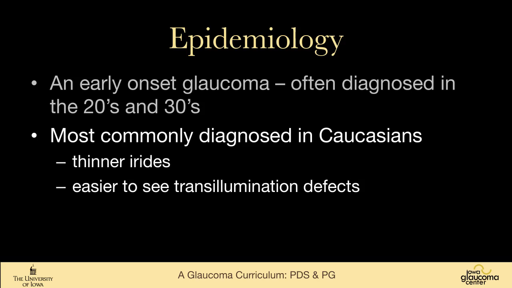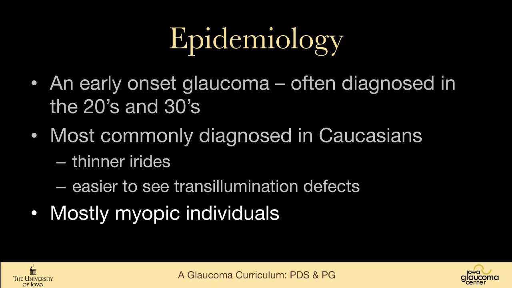Caucasians often have thinner irides, and the diagnosis is easier to make because in thin, light irises it is easier to see transillumination defects. But the disease is more common in Caucasians. It's not just an easier diagnosis. And most of these patients are myopic. It's unusual to see pigment dispersion syndrome or pigmentary glaucoma in a hyperopic patient.